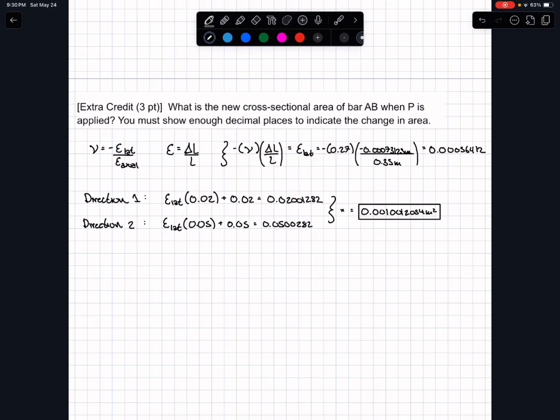Using the lateral strain, we then apply it in both directions to find the total change in area. So applying it to the side that is 0.02 meters long, we use the strain lateral times 0.02 and add the original length of 0.02. Then for the second direction, we use strain lateral times 0.05 plus the original length of 0.05 meters, and we end up with these two long decimals. Multiplying them together gets 0.001, which is what we had before as the area, but it's a little bit bigger as it's 0.001001205 meters squared.